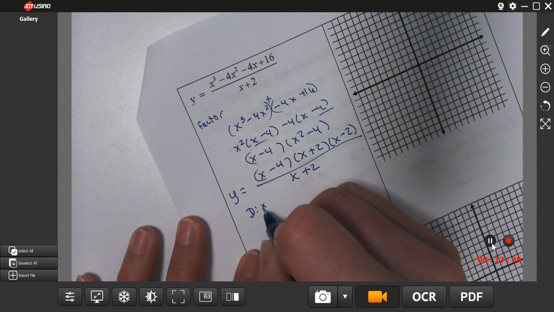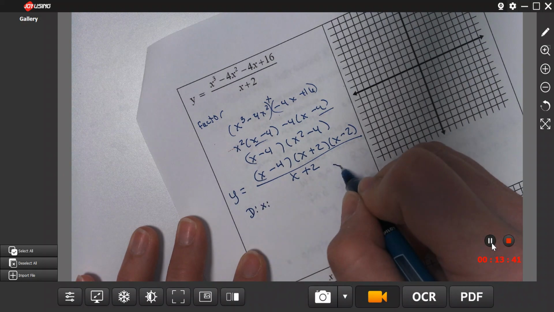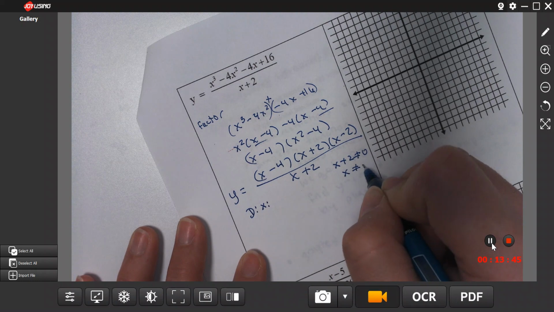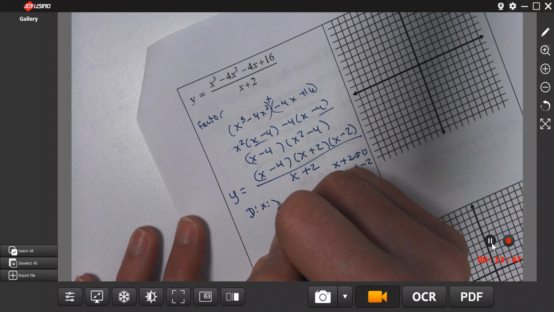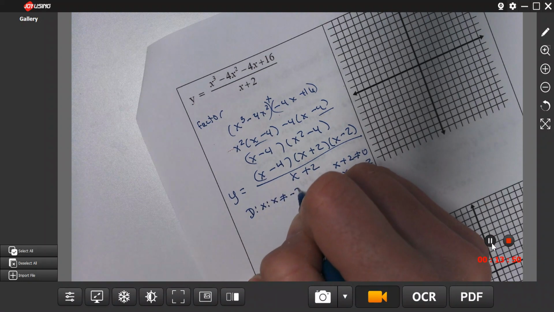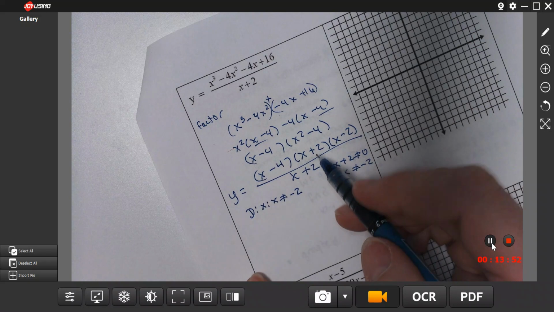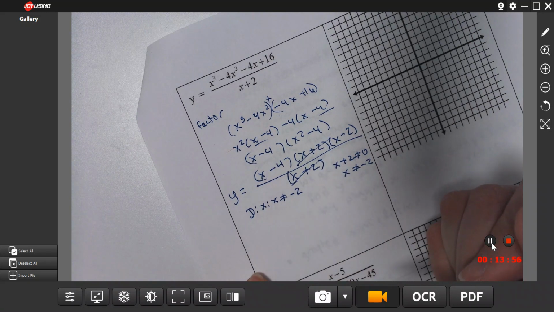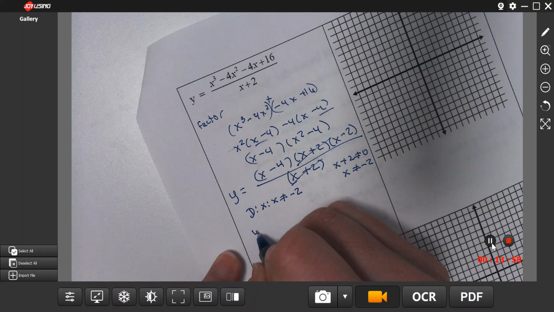So the domain is everything except where x is equal to 0. So x plus 2 cannot equal 0, so x cannot equal negative 2. So x such that x is not negative 2. And now let's see if anything cancels. X plus 2 and x plus 2 are factors that cancel.